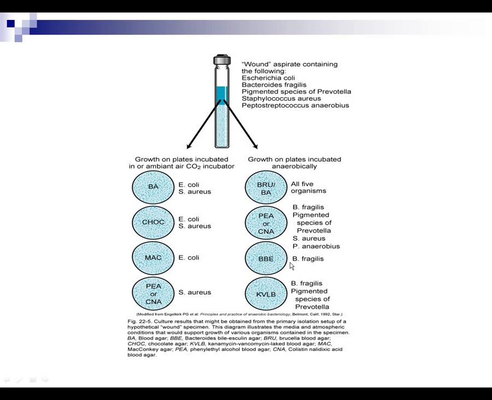So here we have Bacteroides fragilis will grow on BBE. Does it grow a particular color? What grows on KVLB? Here we've got Bacteroides and Prevotella will grow on KVLB. So when we are looking at our cultures, we're taking into account the growth on all of these plates and correlating the growth on all of these plates when we're assimilating our workup.